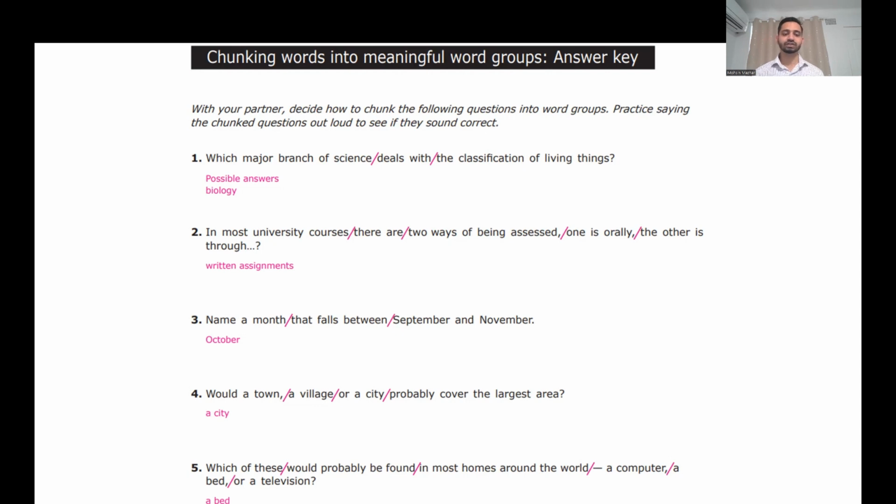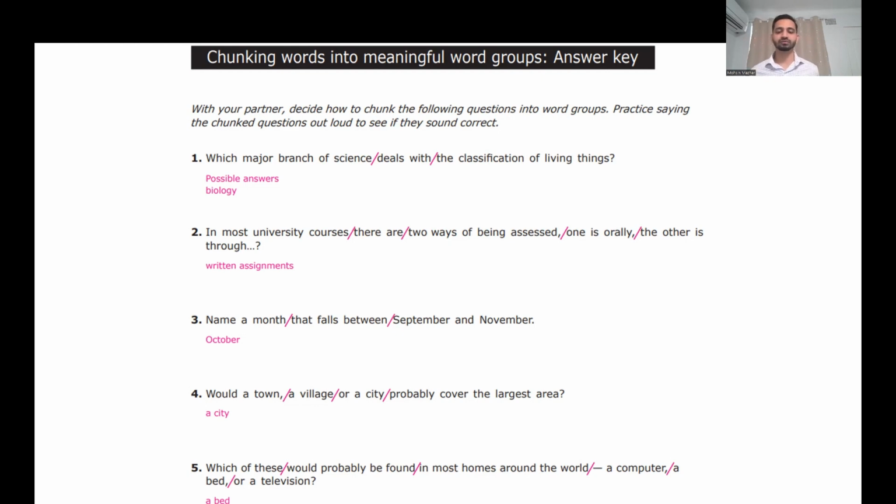Okay, number five, which of these question phrase would probably be found, another question phrase, but we'll break it down. In most homes around the world, a computer, a bed, or a television. Obviously, not everyone has a television, not everyone has a computer. You could say the bed is the one that everyone is most likely to have. So that is an answer, but the key here is obviously learning how to chunk the phrases together.